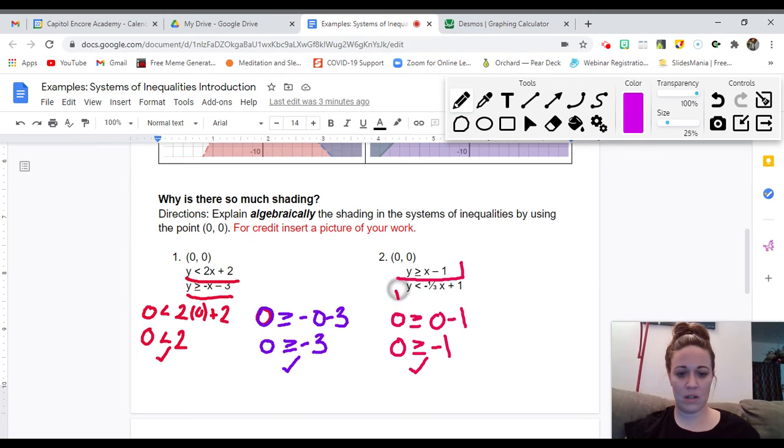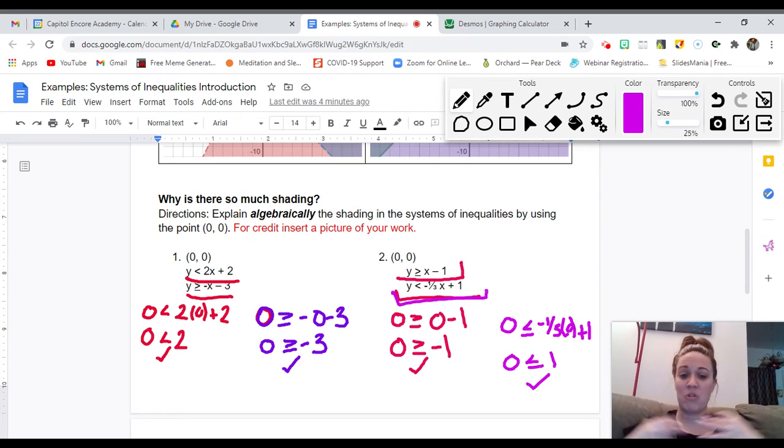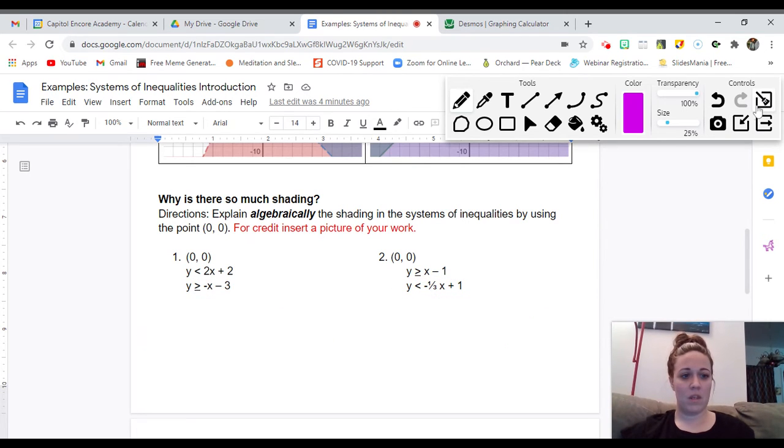The next one, and I did it again. The next one is 0 less than or equal to -1/3 times 0 plus 1. So is 0 less than or equal to 1? Yes, that is also a true statement. Okay, so I hope I haven't lost you yet. That's why we have double shading in that area to include (0, 0), because it is a true statement for both inequalities.